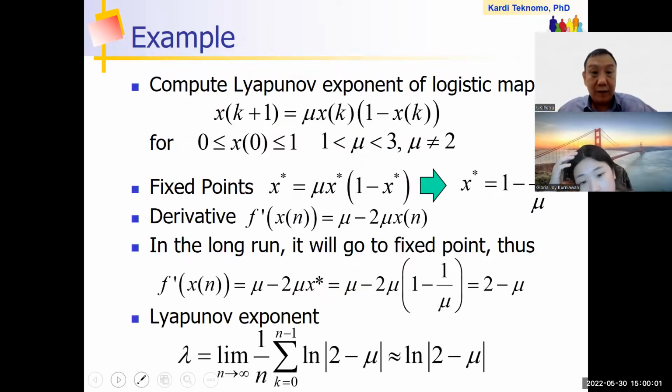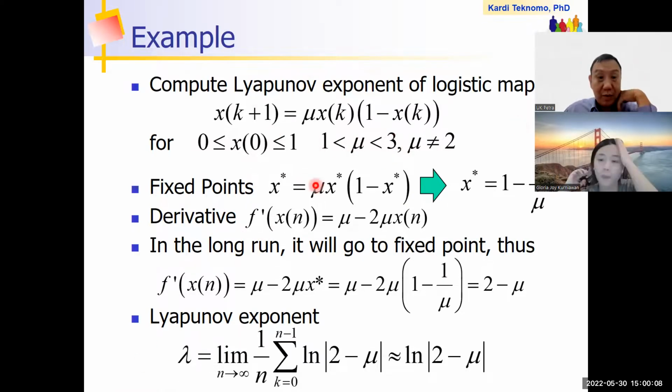So this is, say, an example in that logistic map a while ago. You get this function, and this is the fixed point. And then you get the first derivative, and if you put it into the Lyapunov exponent, you will get this lambda value.